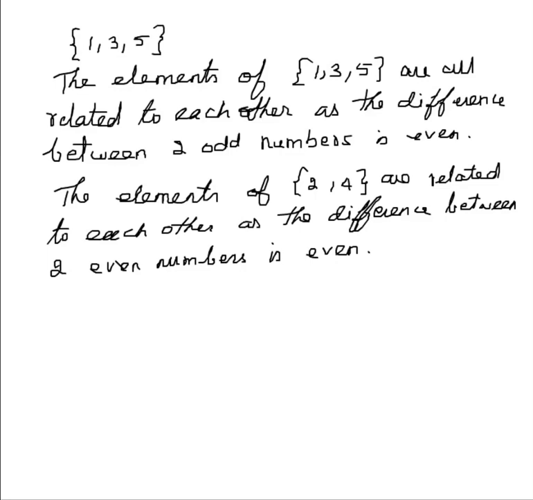And then one more sentence is given, but no element of {1, 3, 5} is related to any element of {2, 4}. So we'll write that also. This is our first answer, second, now the third one.